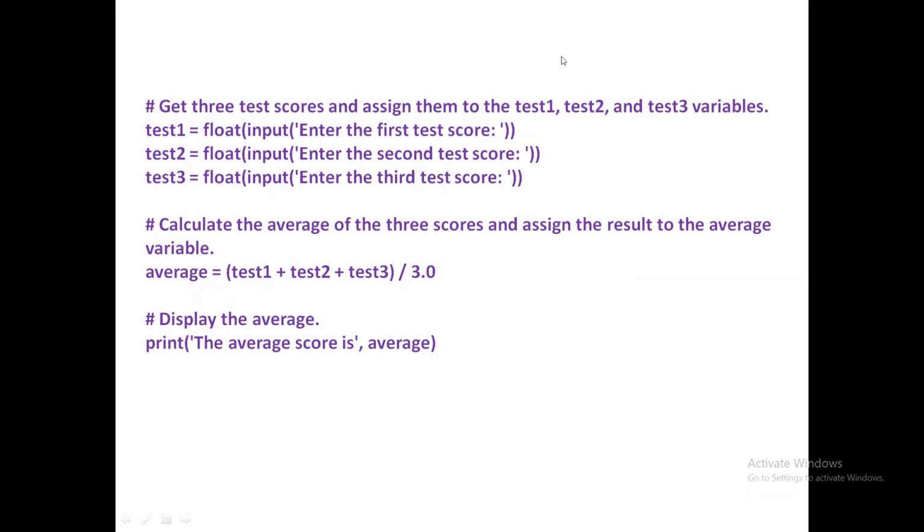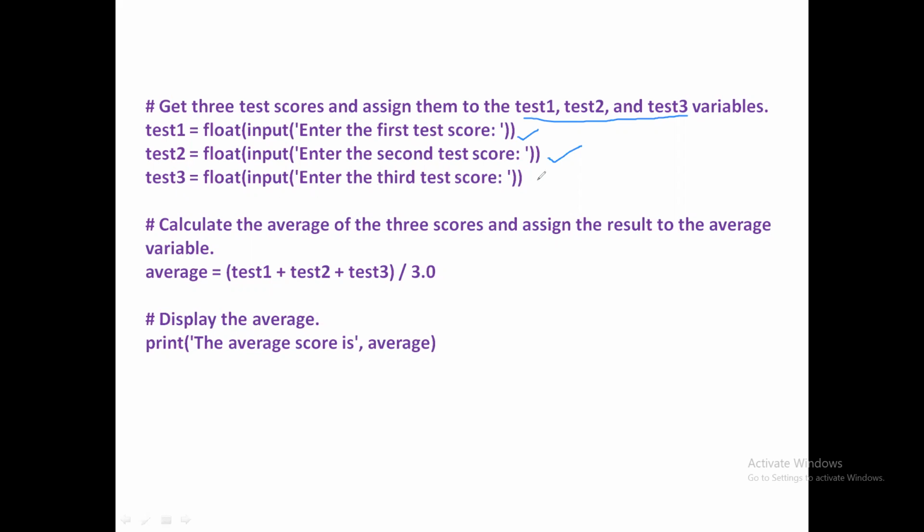See, I read the 3 test scores here, with test 1, test 2, and test 3 taken as variables. Test 1 is equal to float of input of enter the first test score. So the user will see this message, enter the first test score, and he will enter the marks of the first test. Then test 2 is equal to float of input of enter the second test score. The user will see this message and will enter the marks obtained in the second test, which will be stored into test 2.